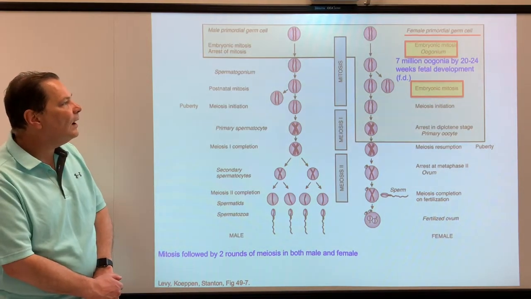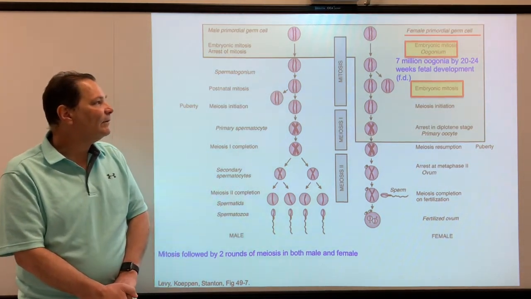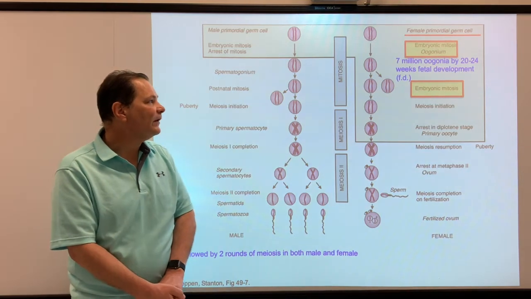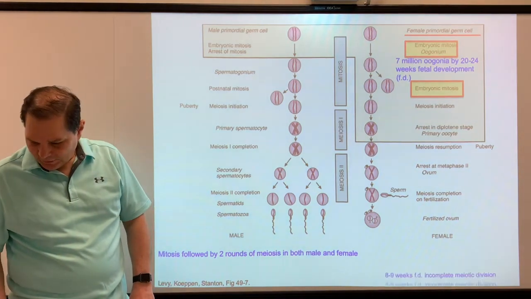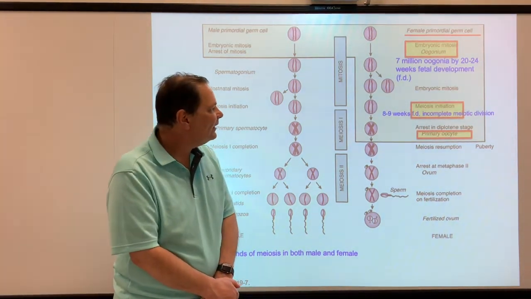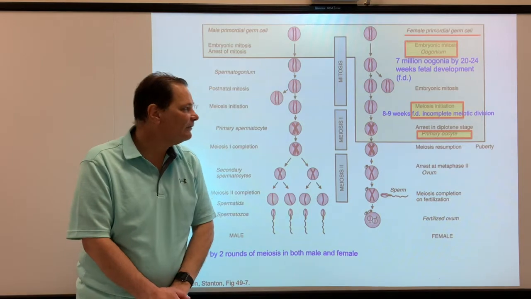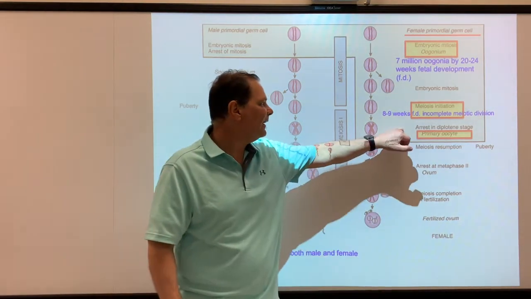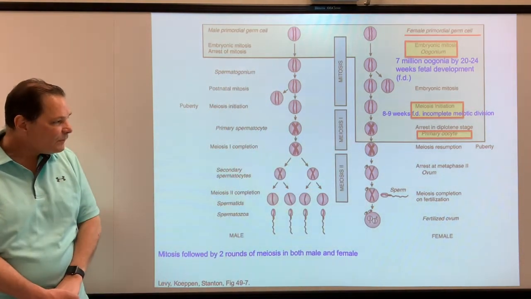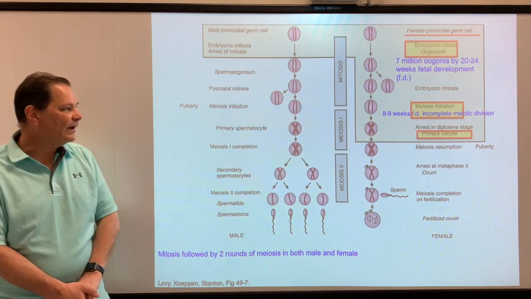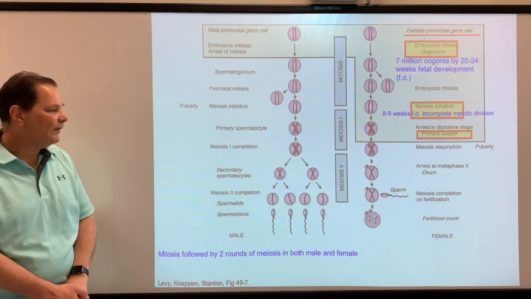Again, in the female, starting at about 20 to 24 weeks of fetal development, you have embryonic mitosis taking place where your germ cells become oogonium. And then at about 8 to 9 weeks of fetal development, you have the first meiotic division starting. And notice that this meiotic division does not complete. It's arrested partway through at the diplotene stage. And we call the oocyte at this stage the primary oocyte.